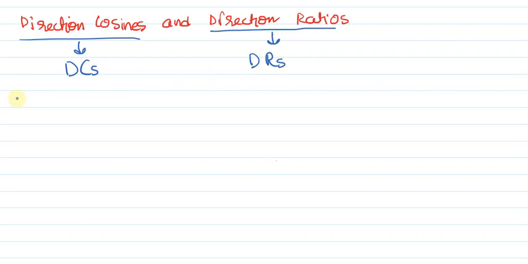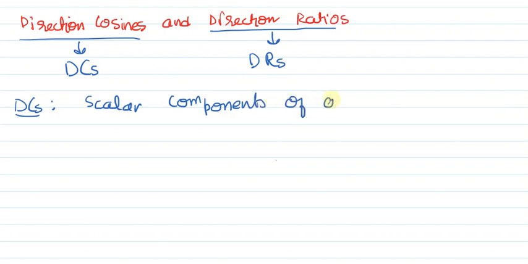तो डायरेक्शन कोसाइंस means scalar components of a unit vector. Scalar components of a unit vector.